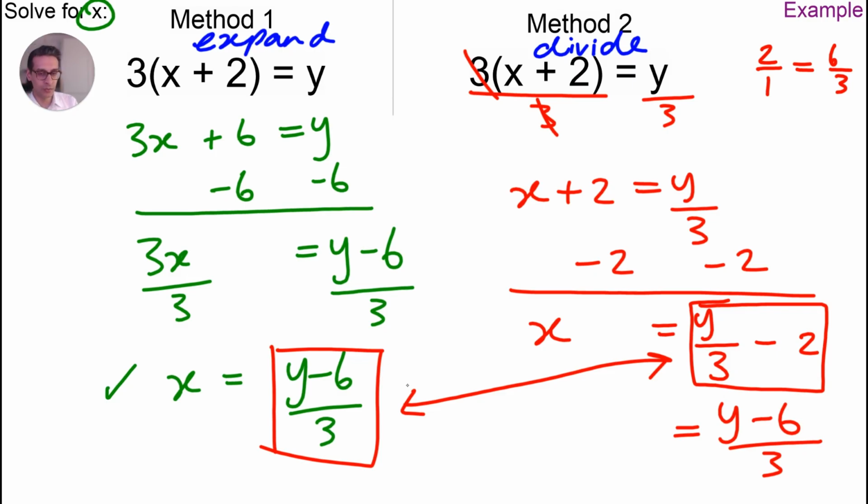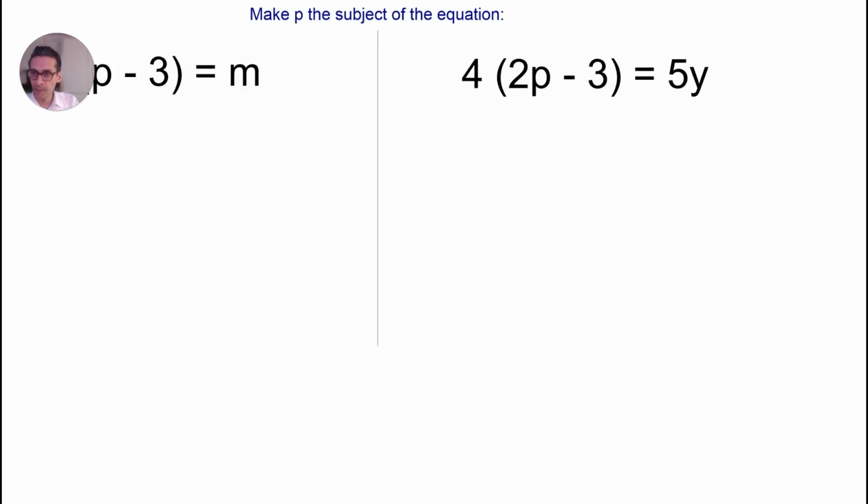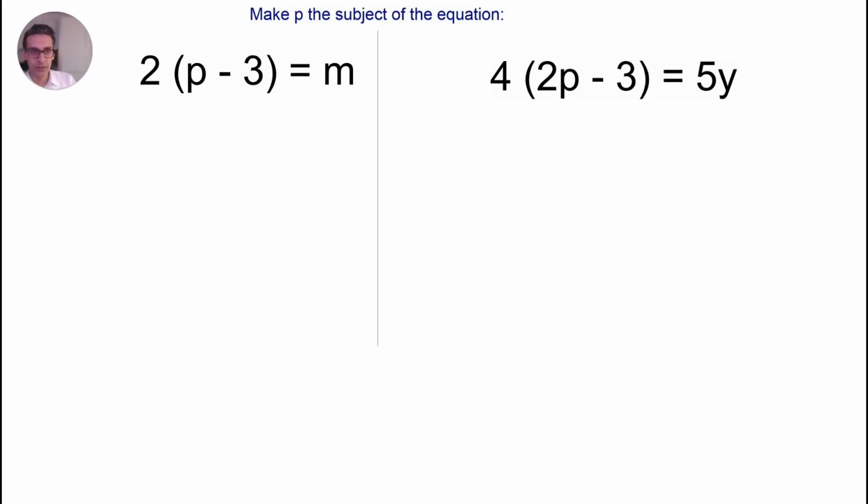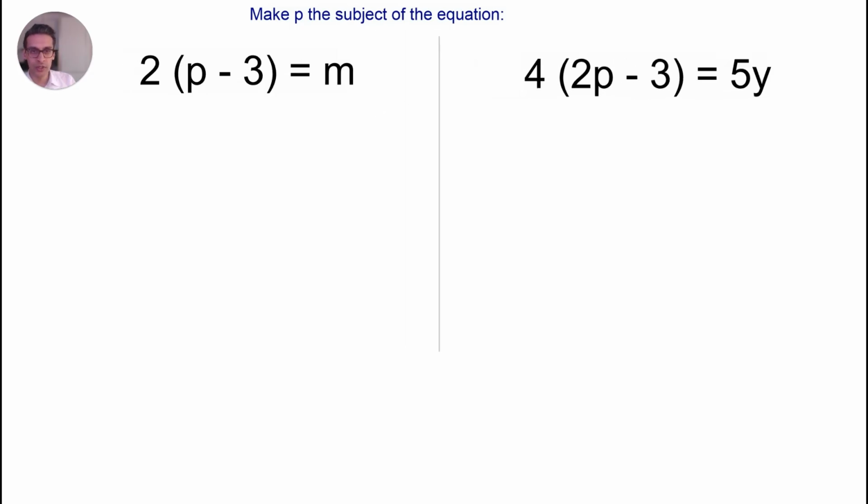So just be aware of different representations, especially when you're rearranging harder equations. Okay, so have a go with making P the subject of these two equations, and then I'm going to show you how to do it in 3, 2, 1.